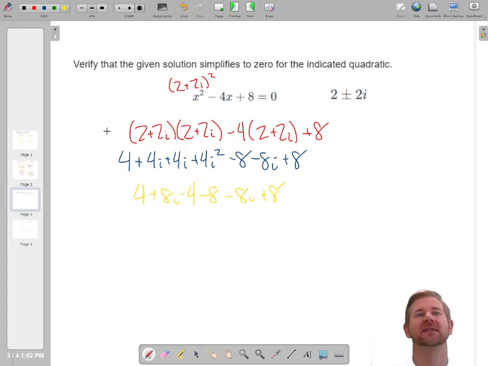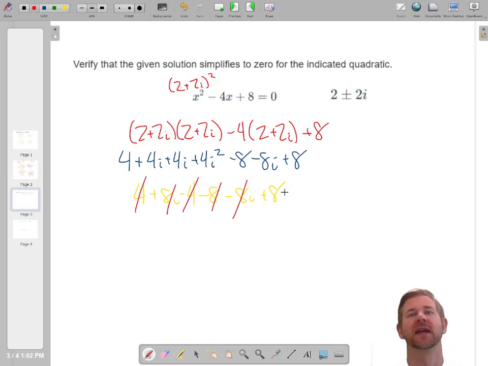So you can see these things cancel. The 4's cancel. You're supposed to cancel. The 4's cancel, the 8i's cancel, and the 8's cancel, and you get 0. It's called a zero because when you plug it in, you get 0. So when we plug it in, we better get 0. So that's why it says verify. Like, show me the work. Does it actually equal 0?